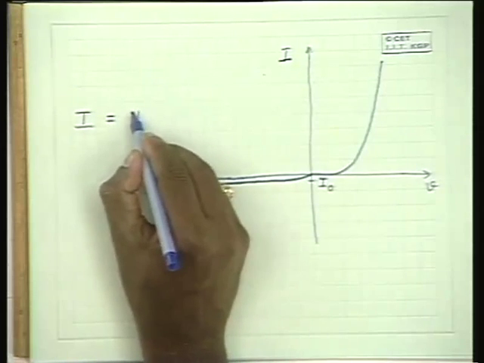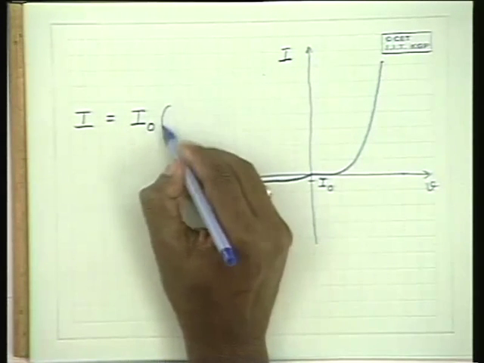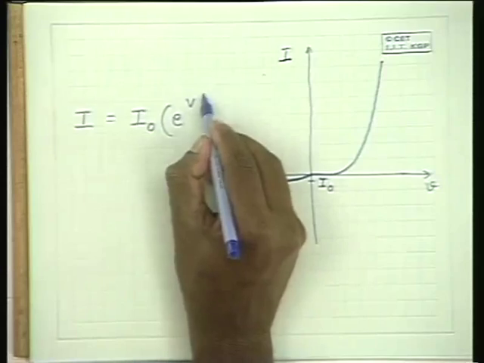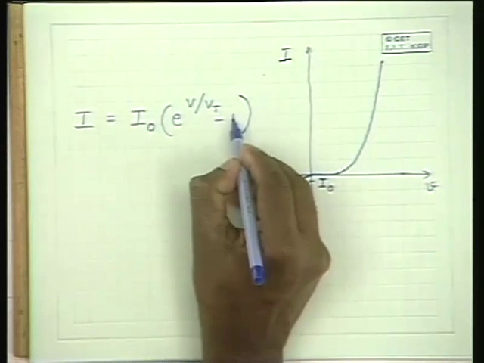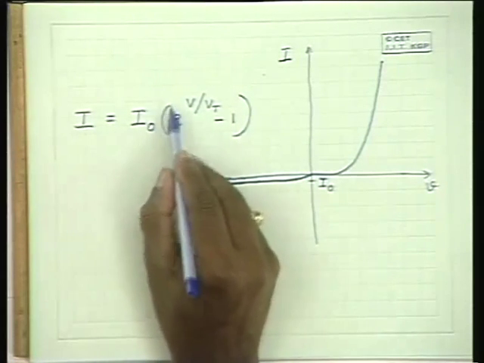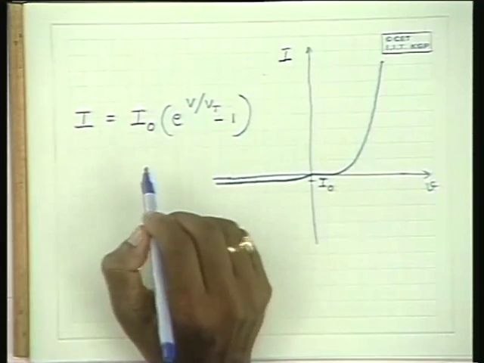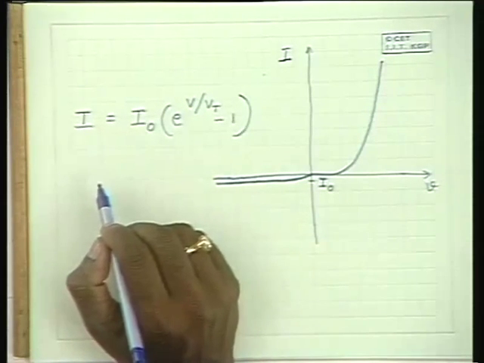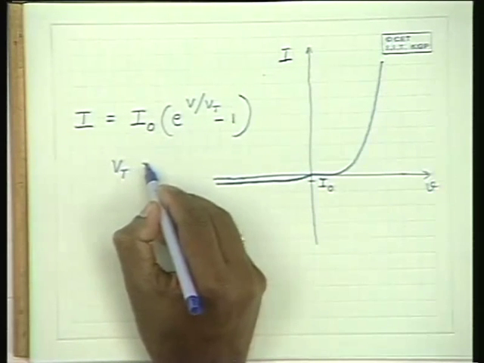Now it can be shown that the equation for current that is flowing through the diode can be expressed in this form. It is exponential. I is equal to I naught into e to the power of V by Vt minus 1, where V is the forward voltage, and an expression for Vt is as follows.